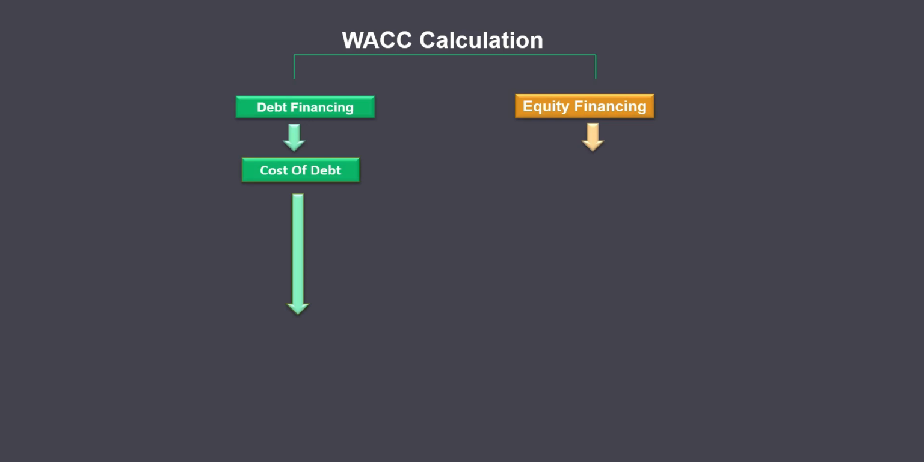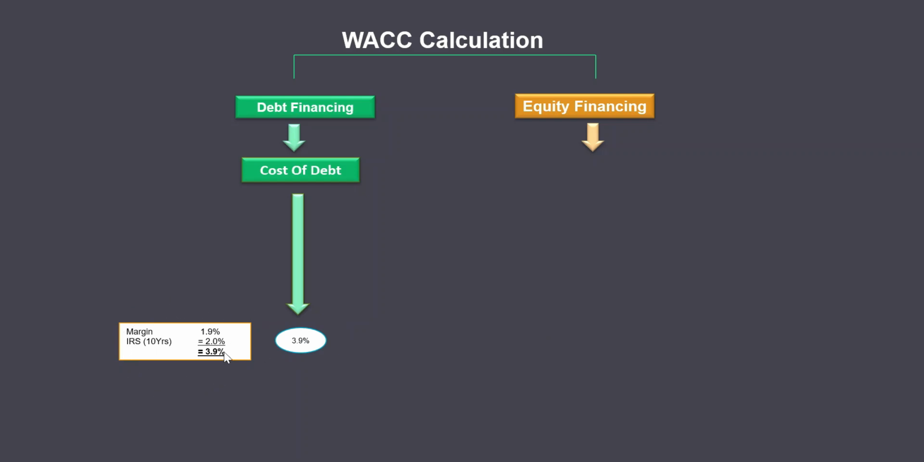Now let's move on to the WACC calculation. As I told you in my previous slide, the capital structure consists of debt financing and equity financing. So you need to identify the cost of debt, and let's say the cost of debt is 3.9%. For this example, I have considered a US dollar bank loan.